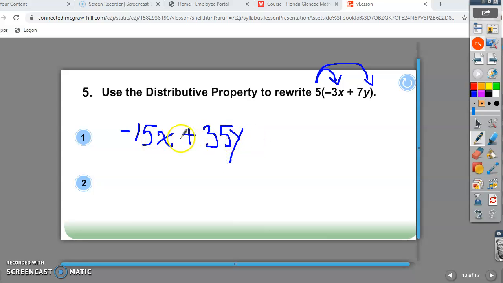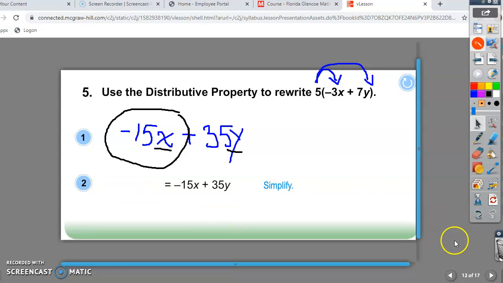I cannot combine this term with that term. They're absolutely different terms. This one carries an x variable, where this one carries a y variable. Therefore, my answer remains the way it is. Final.